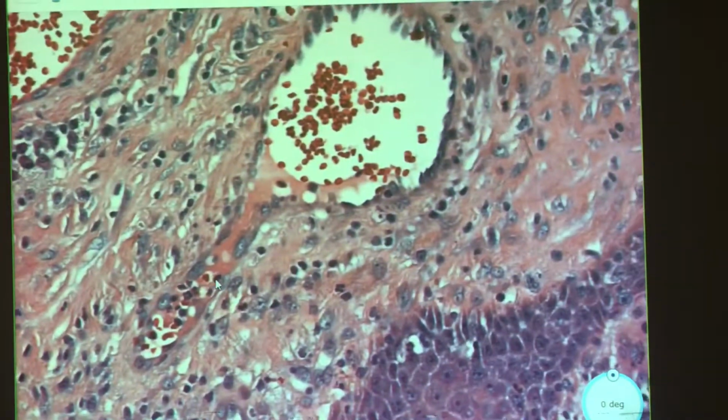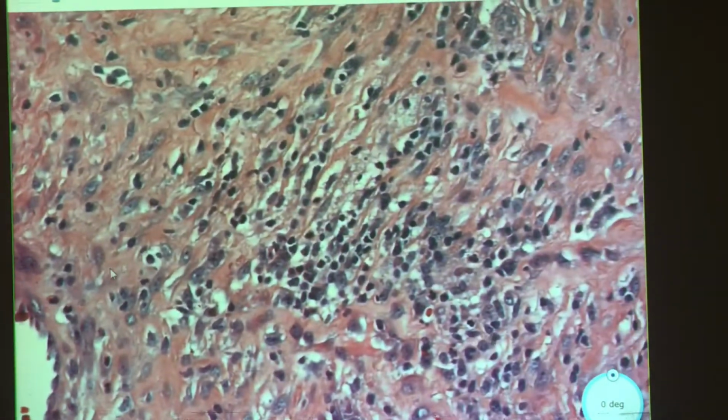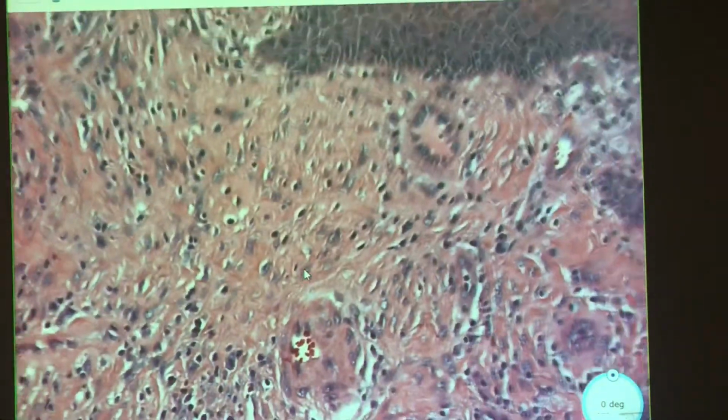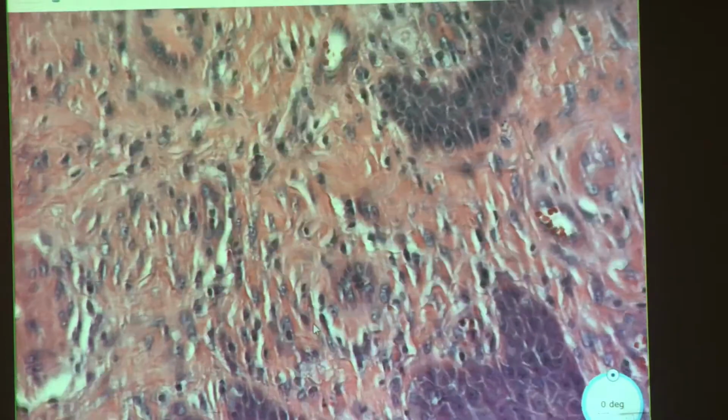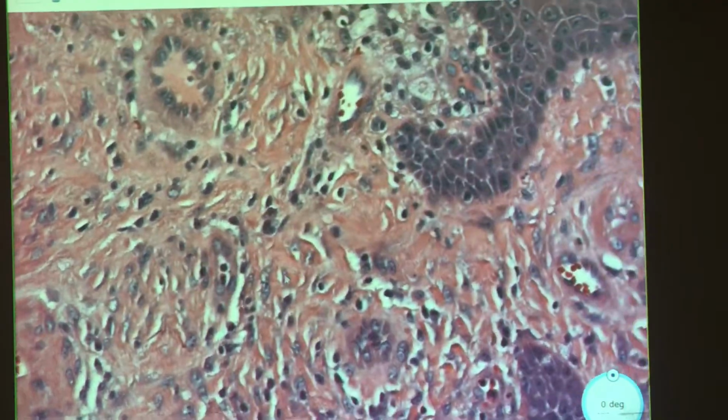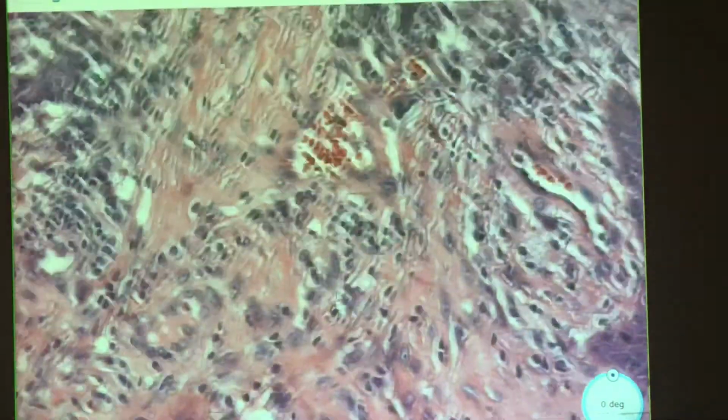So there seems to be a lot of inflammation, chronic inflammation, and I think that's just oblique, right? That's not a giant cell. Hard to say.